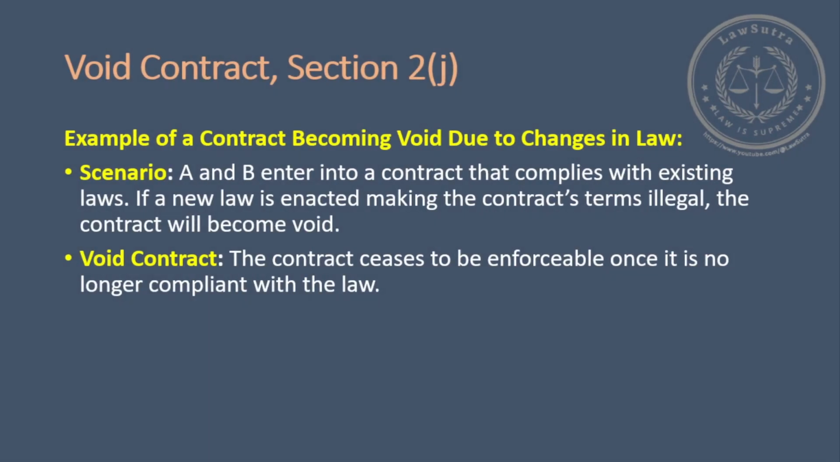Example of a contract becoming void due to a change in the law. A and B enter into a contract that complies with the existing laws. If a new law is enacted making the contract terms illegal, the contract will become void. The contract ceases to be enforceable once it is no longer compliant with the law.